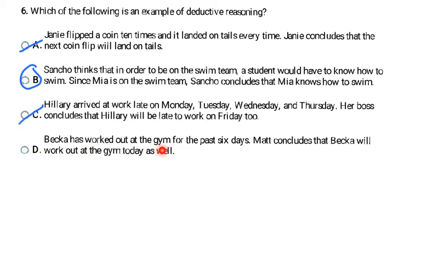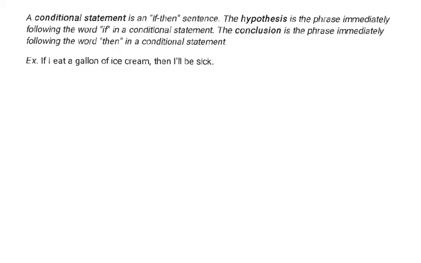D says Becca has worked out at the gym for the past 6 days. Matt concludes that Becca will work out at the gym today as well. Well, I mean, it makes sense. You're kind of going with your gut. You're kind of assuming that, but you can't prove that with certainty. She might get the stomach bug, or she might sleep in, or she might have somewhere else to go that day. So it can't be D. So it's definitely B. The next thing we're going to learn about is the parts of a conditional statement.